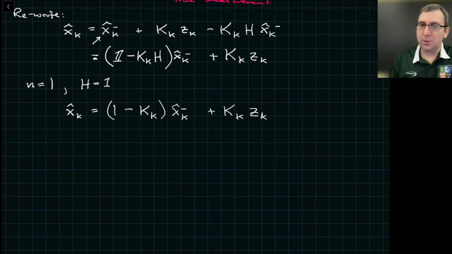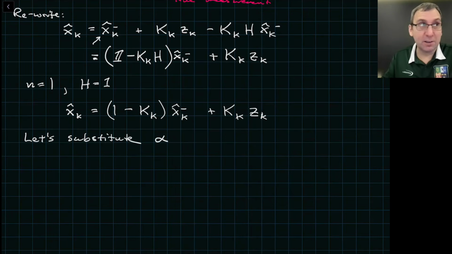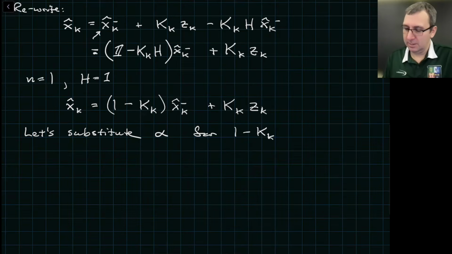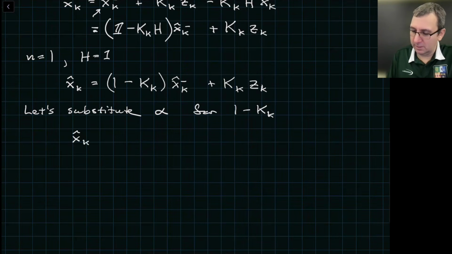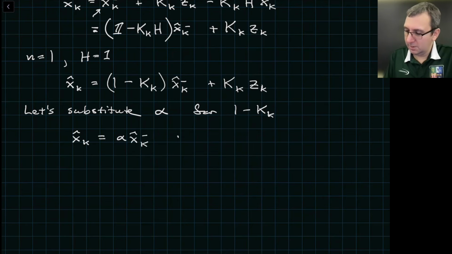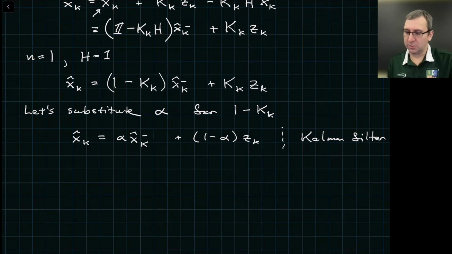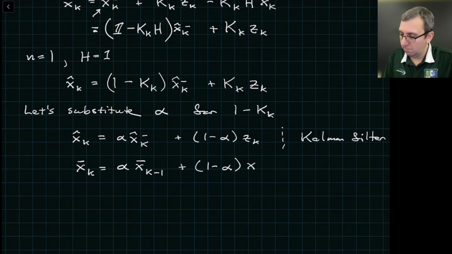Now, if we substitute this symbol alpha for 1 minus k, then this looks like xk equals alpha times xk minus plus 1 minus alpha times zk. This is from the Kalman filter, but hopefully it should look like something we talked about, that first order low pass filter. So let me just put down here the first order low pass filter from last time.